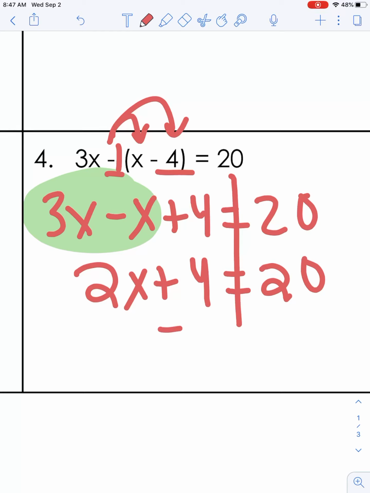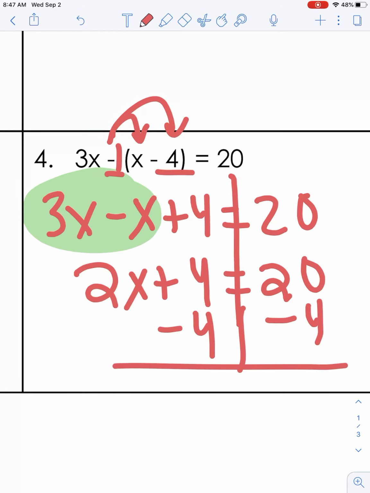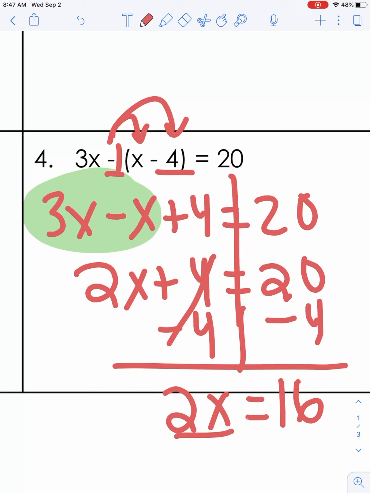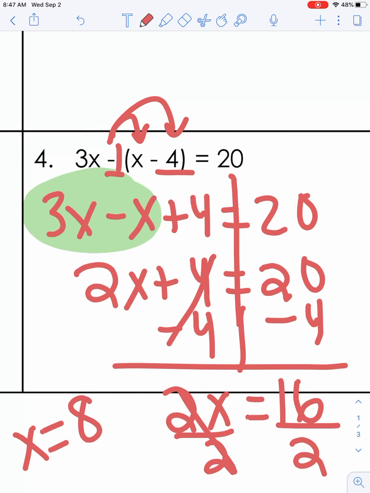PEMDAS backwards, subtract 4 on both sides. 20 minus 4 is 16, and our last step would be to divide. So x equals 16 divided by 2, which is 8.